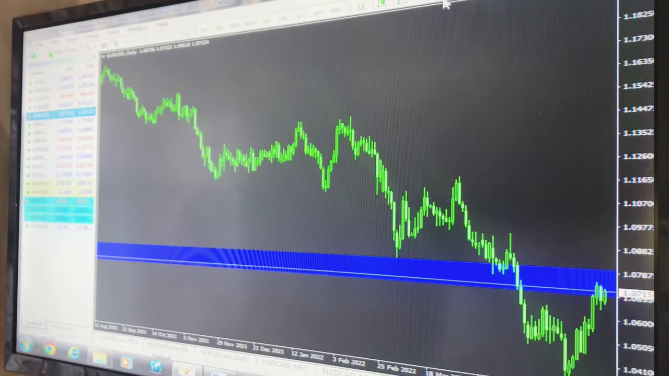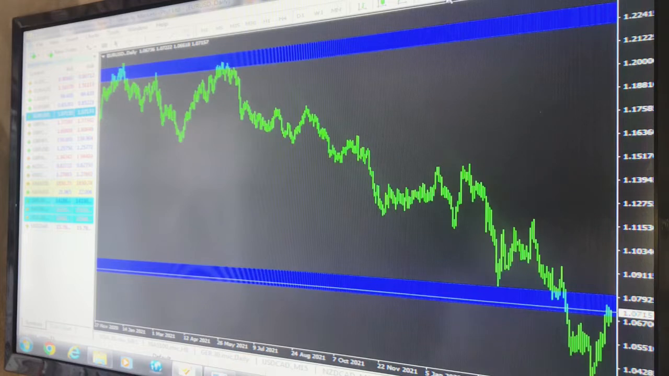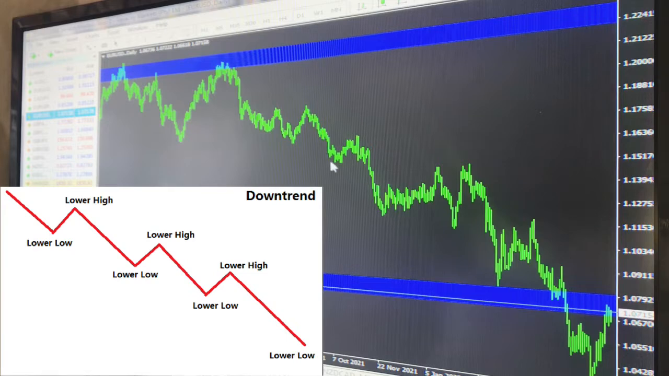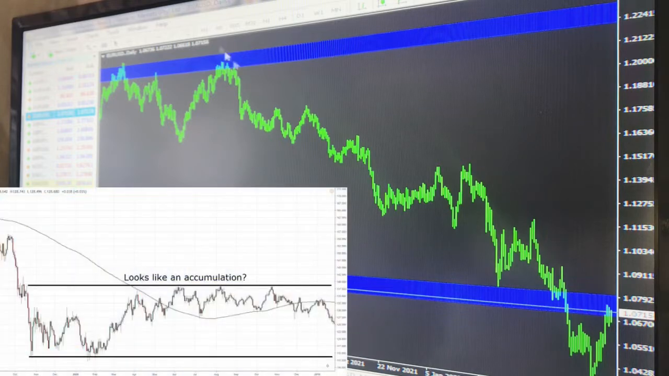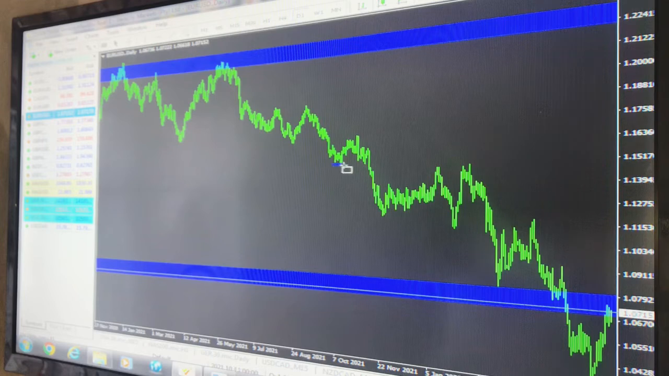Now let's take an overview of the things. From that resistance to here, the market was actually in a downtrend. As you can see, it's lower low, lower high, lower low, lower high, lower low. Then here the market actually accumulated until it broke. So let's put another zone here. Don't worry guys, we're going to get to it. You'll get used to this.